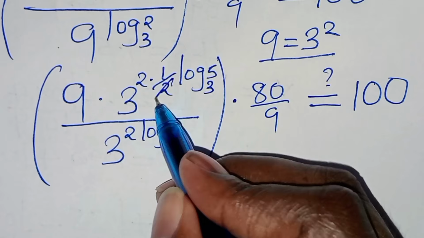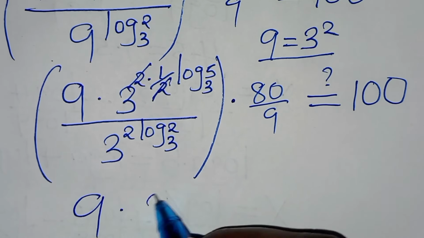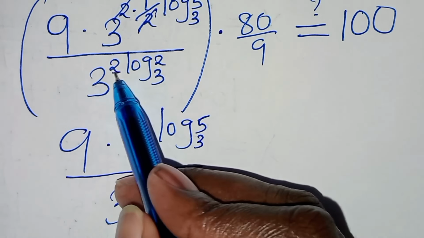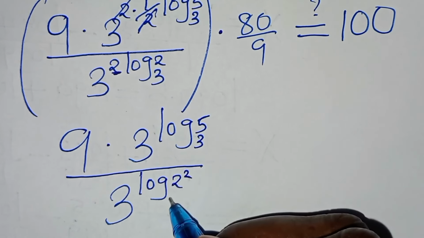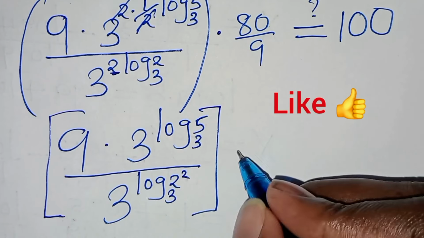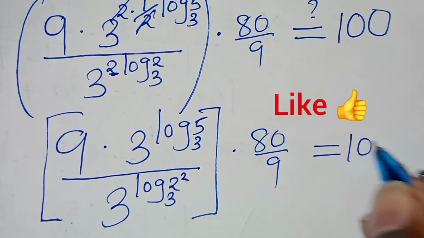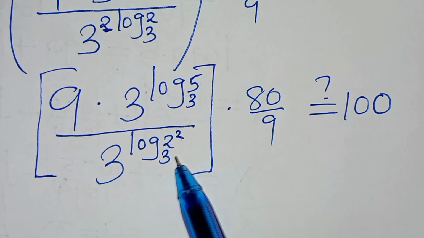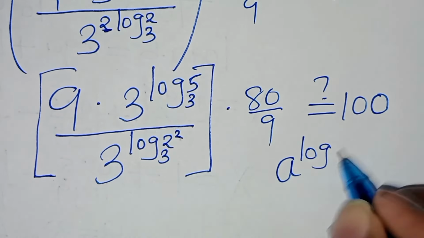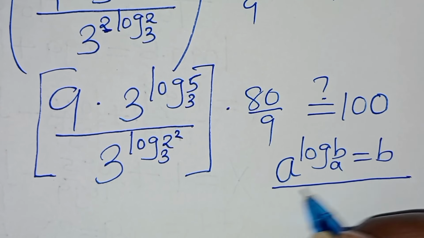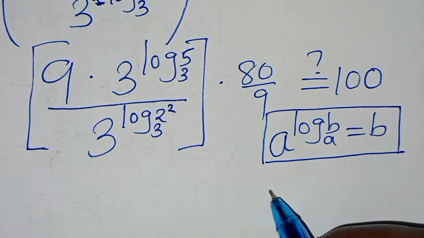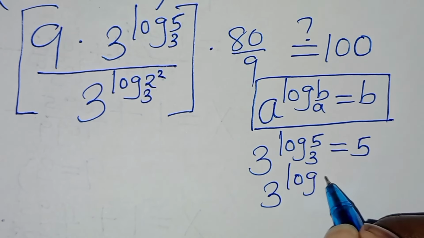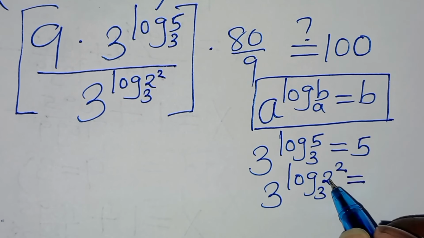So the next step from here, let's simplify here so that now we have 9 times 3 raised to power log 5 to base 3 divided by 3 raised to power. Now 2 is a power here, so we can express this as log 2 to power 2 to base 3. Everything here multiplied by 80 over 9. This should give us a value of 100. So we have that 3 to the power of log 5 to base 3 and 3 to the power of log 2 to power 2 to base 3. This is in the form of a to the power of log b to base a. This is equal to b. So let's apply this logarithm property so that 3 raised to power log 5 to base 3, this is the same thing as 5. And 3 raised to power log 2 to the power of 2 to base 3, this is the same thing as 2 to power 2, which is equal to 4.